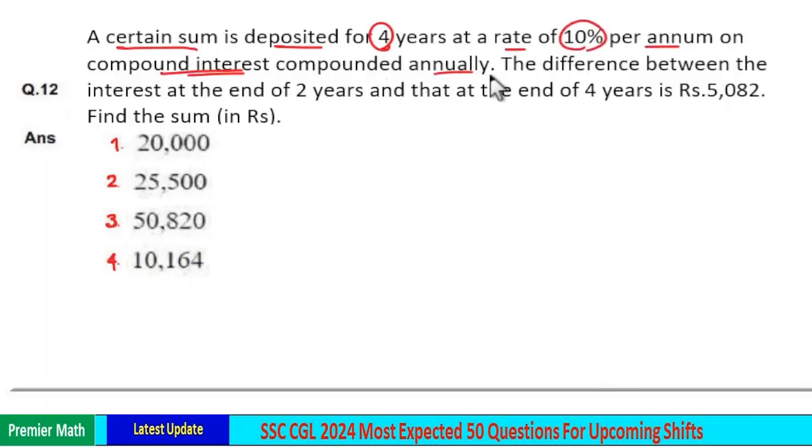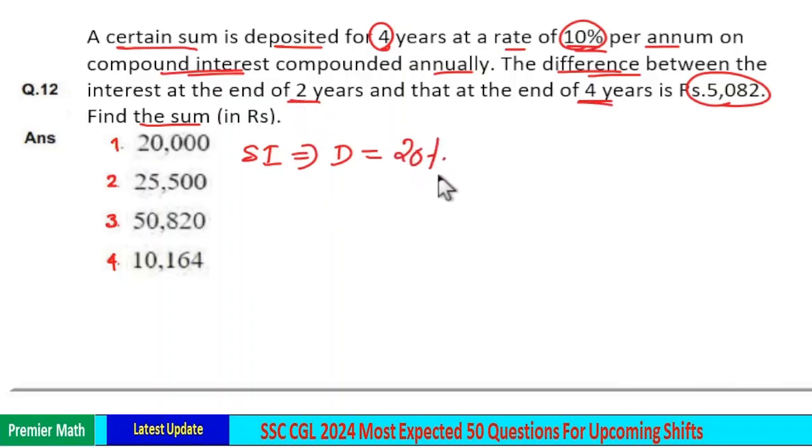interest compounded annually. The difference between the interest at the end of 2 years and at the end of 4 years is rupees 5,082. Find the sum. Here you can solve it in two methods. If you go for rough calculation, that is from an exam perspective, just calculate the simple interest difference for 4 years and 2 years. Here interest is 10% per annum. That is, for 1 year it is 10%. So for 4 years it is 40%. For 2 years it is 20%. So 40 minus 20 is equal to 20%. This is the simple interest difference.